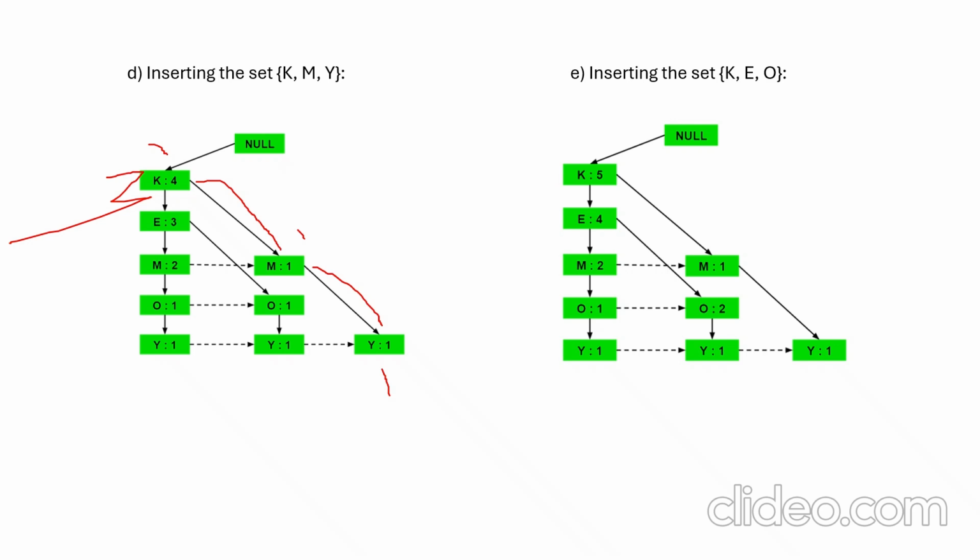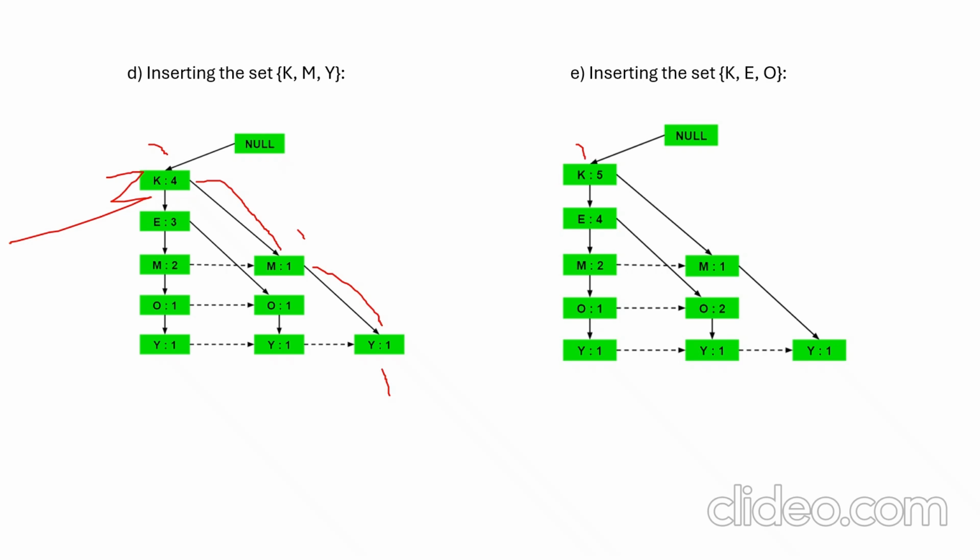So when you come to the fifth transaction, you have KEO. So already my K is 4. Now 1 will get added up here and K will become 5. And after K you have E. So here also you have E. So E is 3 here, so when you add up 1 it will be 4.